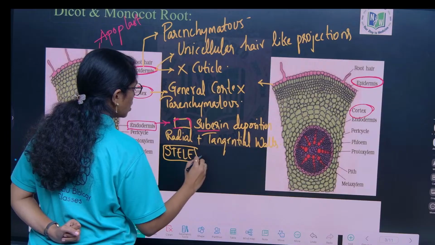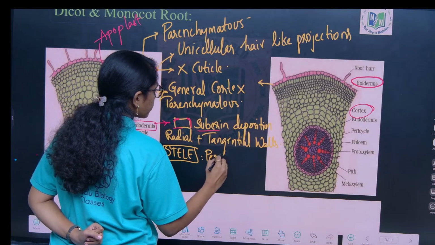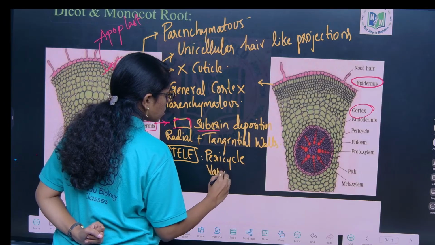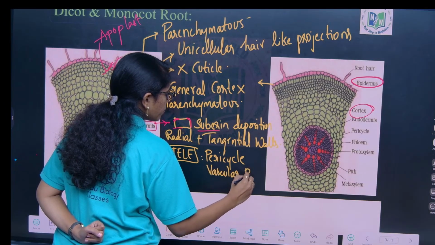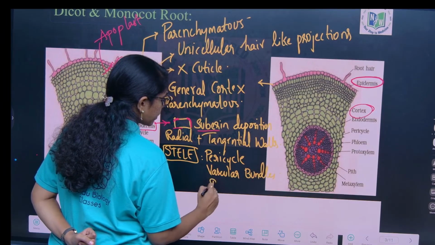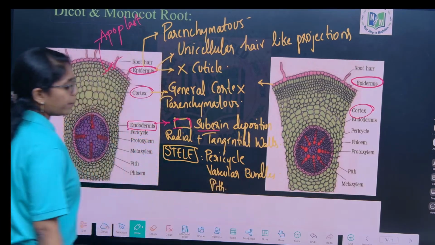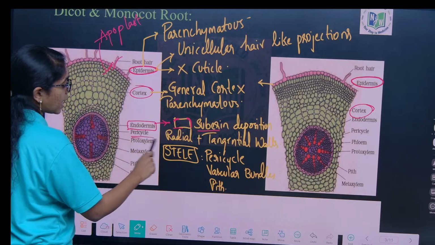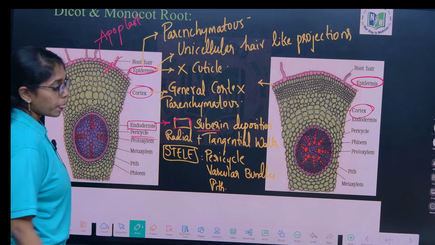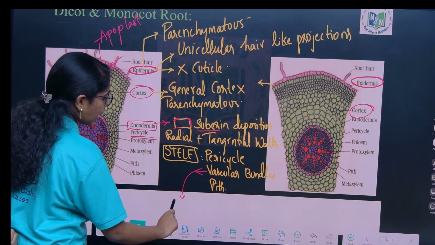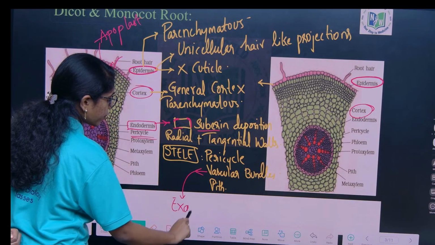Stele includes pericycle, vascular bundles, and pith. Pericycle, vascular bundles and pith. So here pericycle is again parenchymatous. How vascular bundles are arranged? Vascular bundles are exarch in their arrangement.